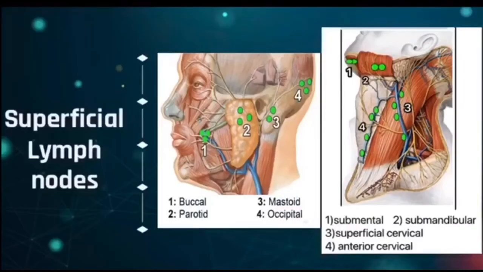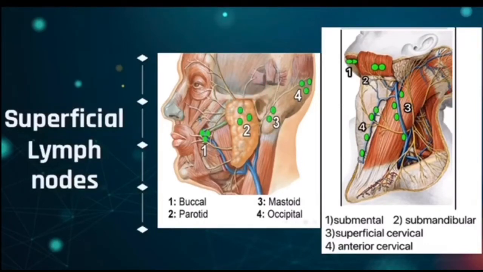First, the superficial lymph nodes in the head. The buccal lymph nodes, also called the facial lymph nodes, pass lymph that ultimately goes into the submandibular lymph nodes. And the parotid lymph nodes, also called the preauricular lymph nodes, give drainage to the scalp above the parotid gland, the eyelid, the parotid gland, the auricle, and the external auditory meatus.